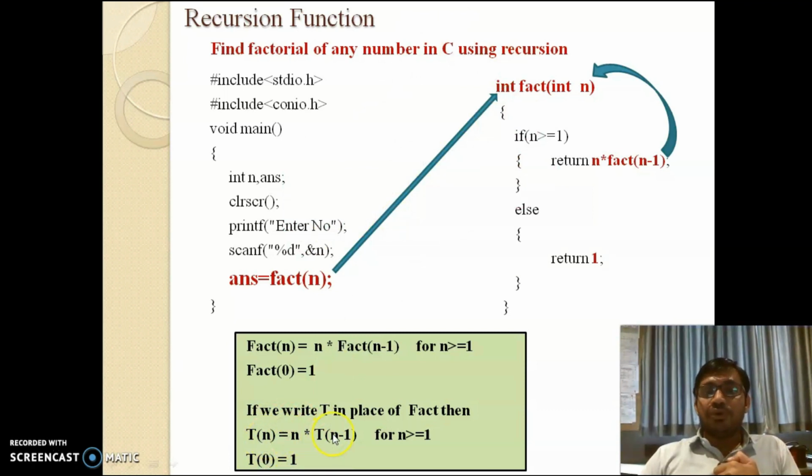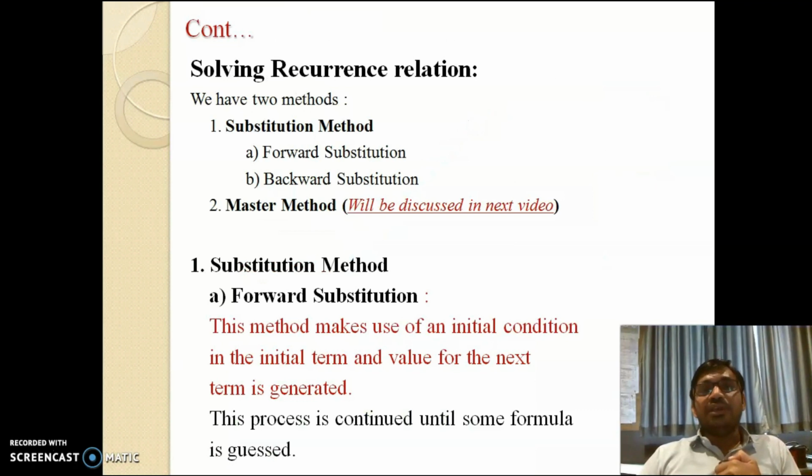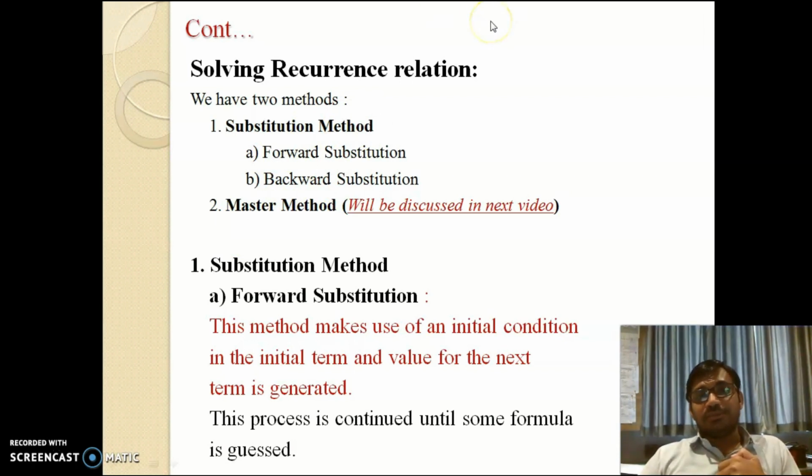For that we have to solve this recurrence equation. To solve the recurrence equation, we have certain methods. Suppose we have one recurrence equation. If you want to solve this recurrence equation, then we have basically two methods. One is the substitution method and the second one is the master method. Both the methods are very much important to find the solution of any recurrence equation, right?